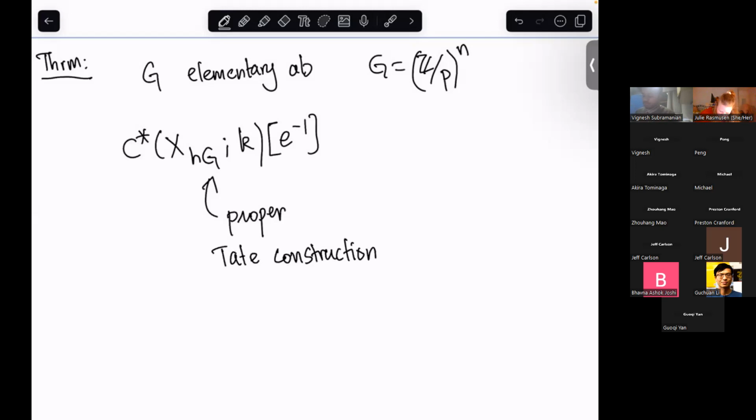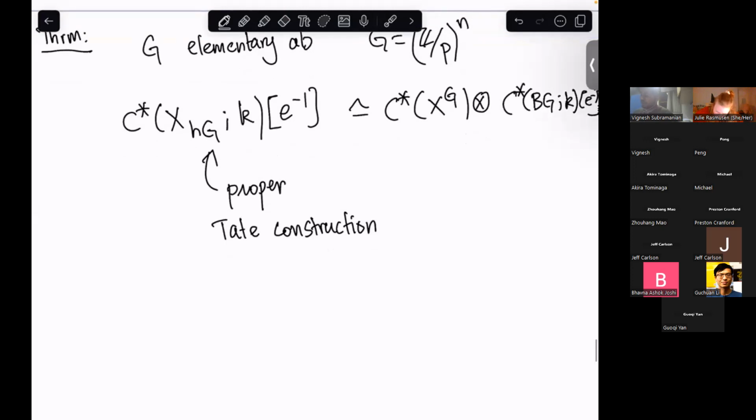There's some version of the Tate construction that comes from genuine equivariant homotopy theory, which basically kills off all orbits G/H when H is a proper subgroup. This is the same thing as the cohomology of the fixed points tensor with K coefficients, again with the proper Tate construction of a point. Okay, so you have the localization theorem here.